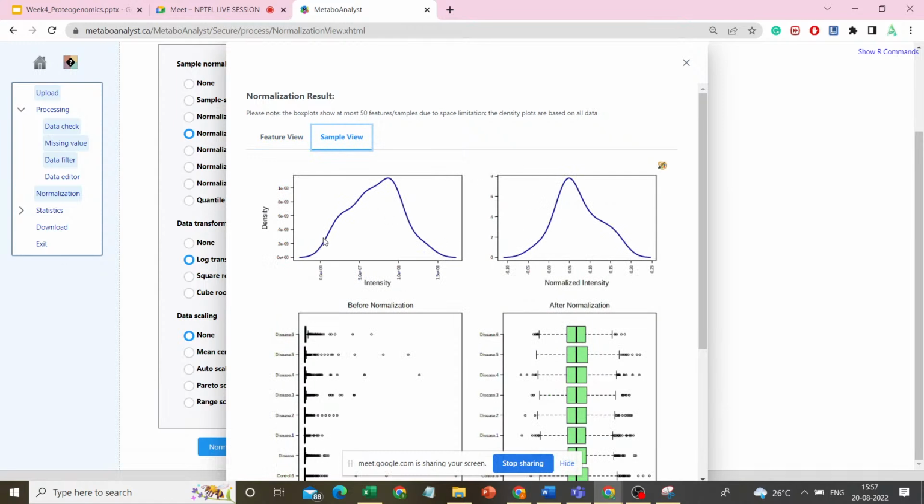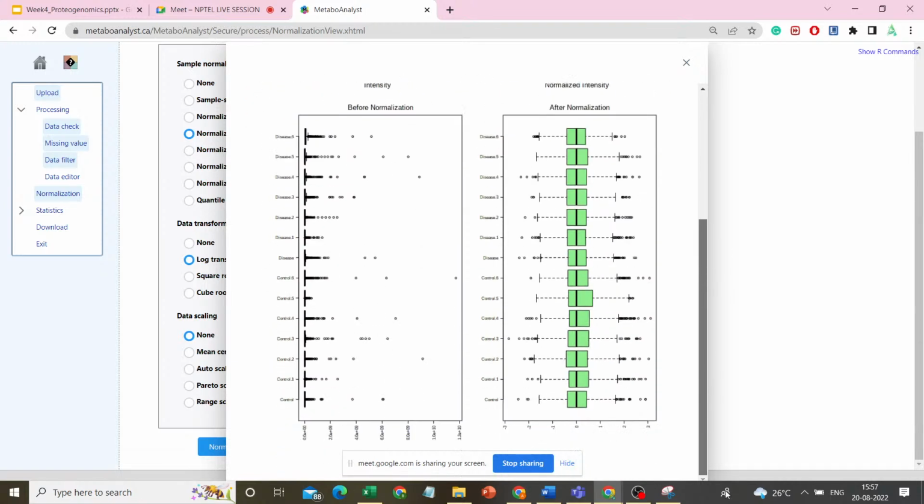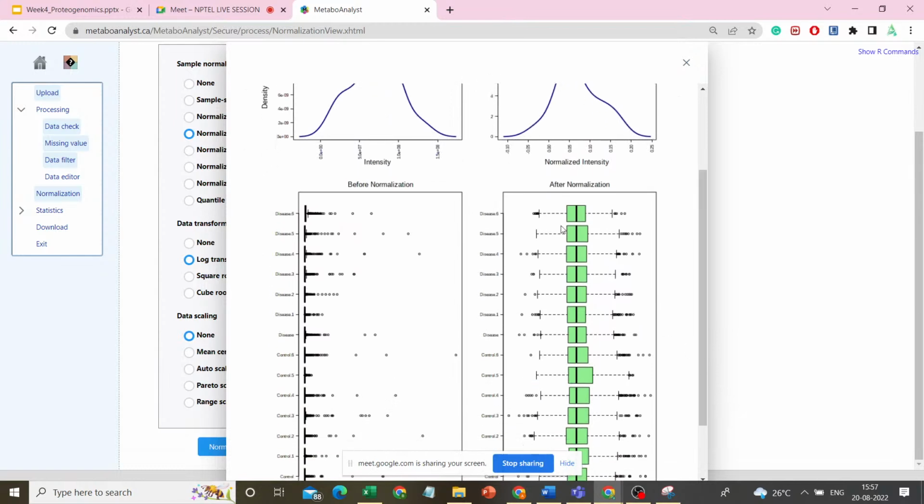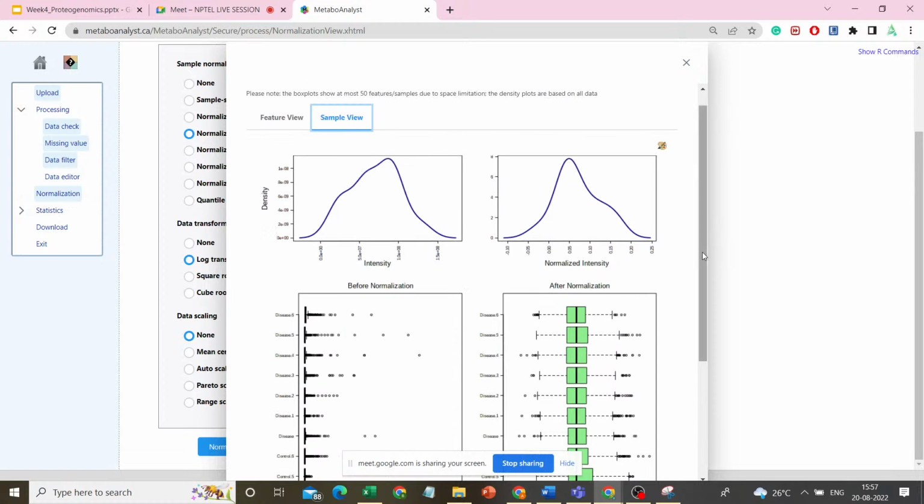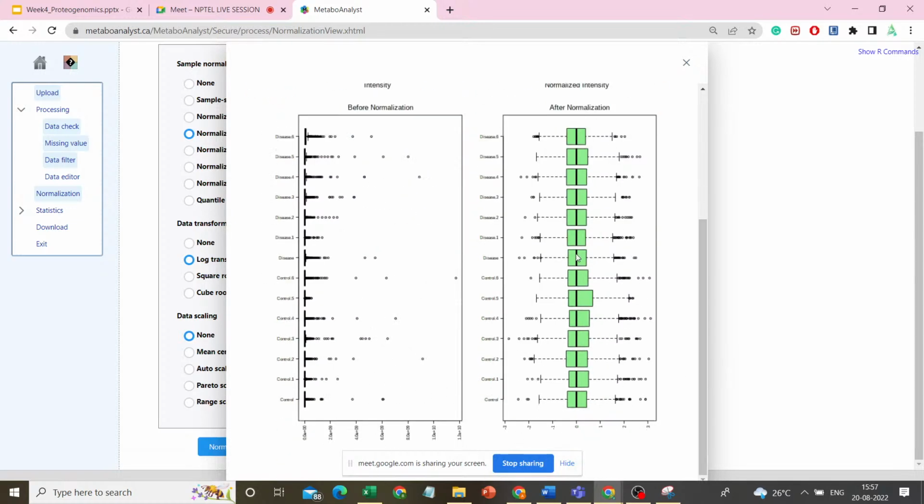This is before normalization, where you can see the distribution and the box plots, and this has been done after normalization. It is mostly normalized, with a kind of Gaussian distribution. Since it is real data, we cannot get a perfectly normalized distribution. And this is the box plot, where most of the median lines of each of the samples are on a particular line, so that we can compare the different samples.